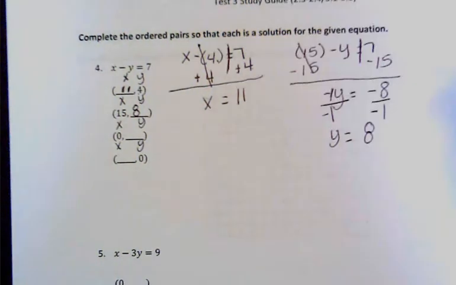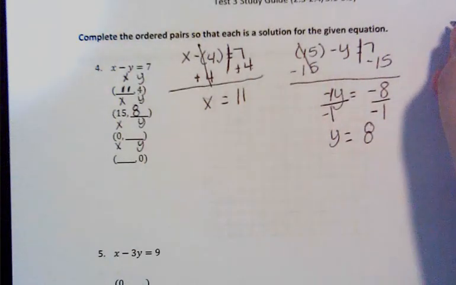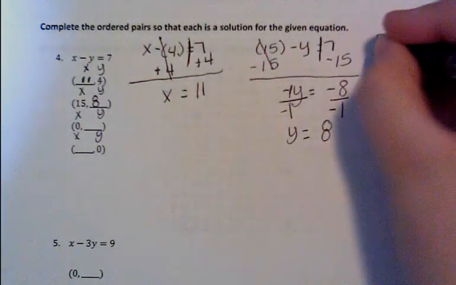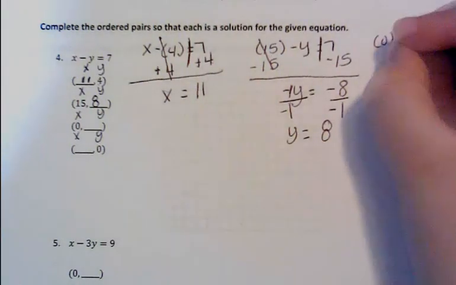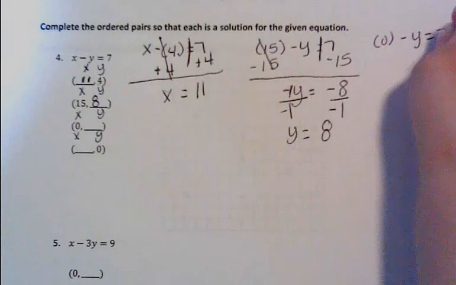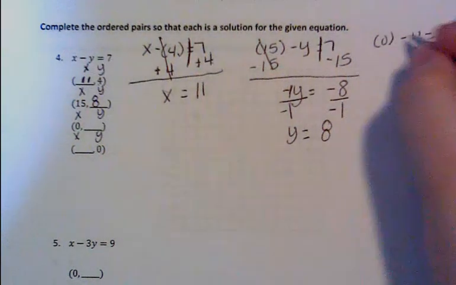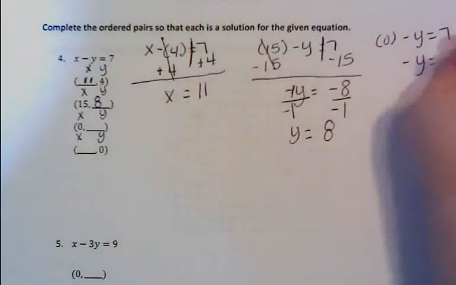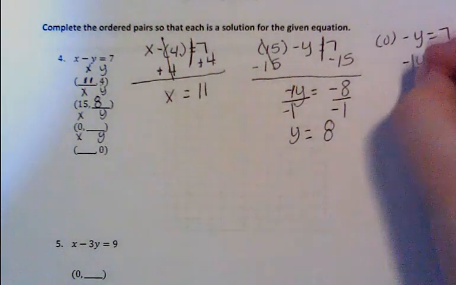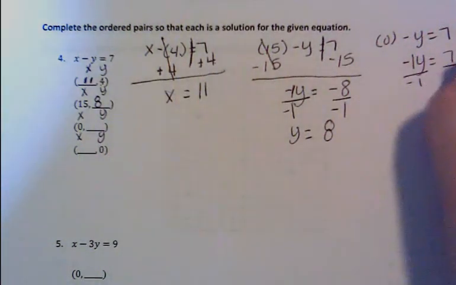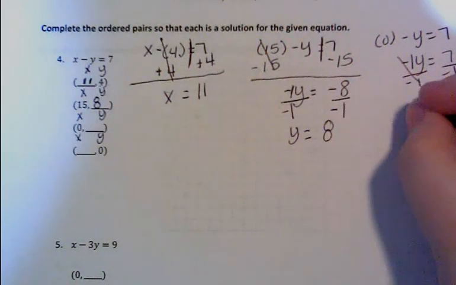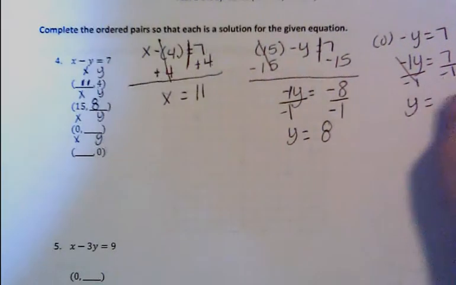And then I have a 0 for my x, and I don't know what y is. So 0 minus y, well, that 0 isn't doing anything, so we have negative y equals 7. Again, there's an understood 1 in front, so we could divide each side of the equation by negative 1, which gives me y equals negative 7. So because 7 divided by negative 1 is negative 7.